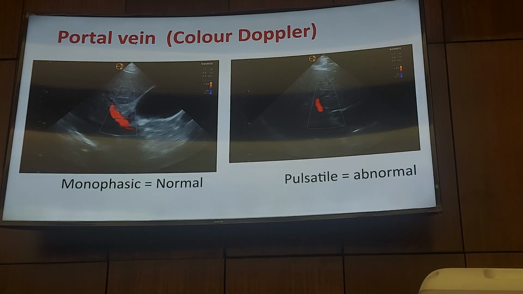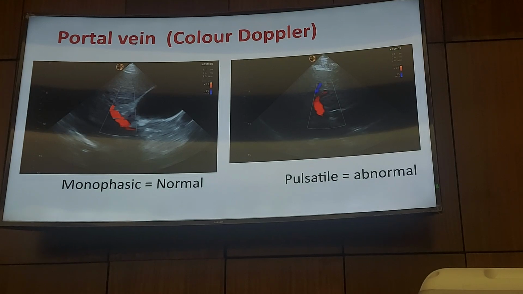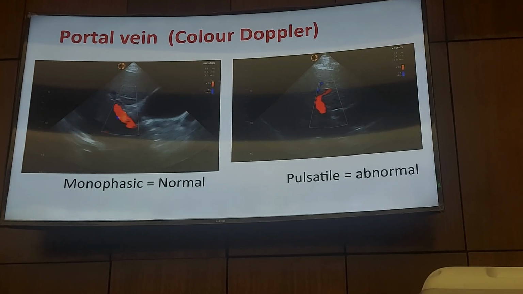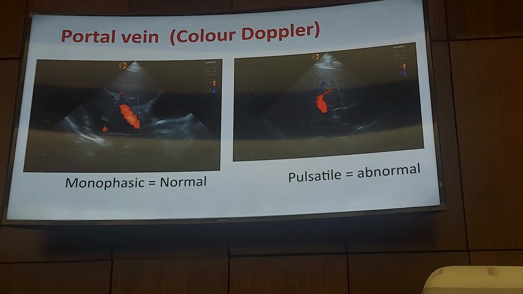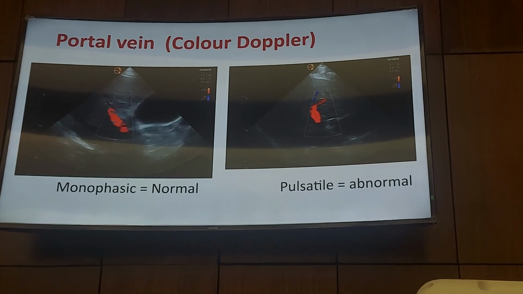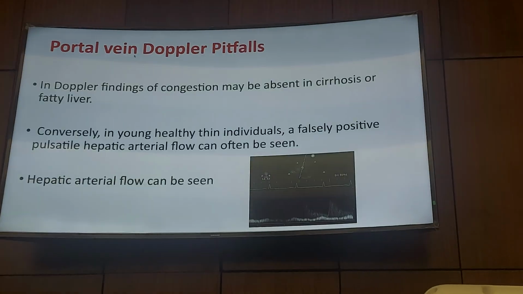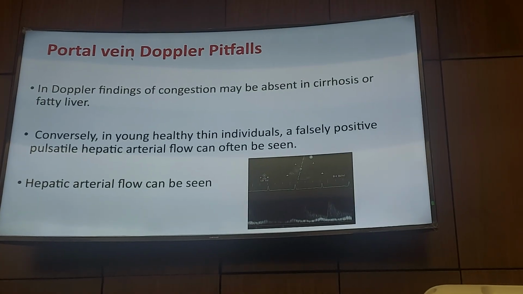And here you have the two examples with color Doppler. On your right hand side you see the pulsatile flow even before pulsed wave Doppler, but I always do pulsed wave Doppler to confirm the degree of pulsatility. But even color Doppler can give you a clue towards the presence or absence of pulsatility. But there's nothing perfect in ultrasound.